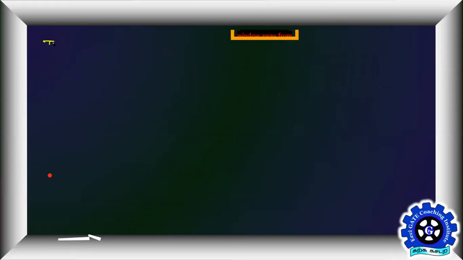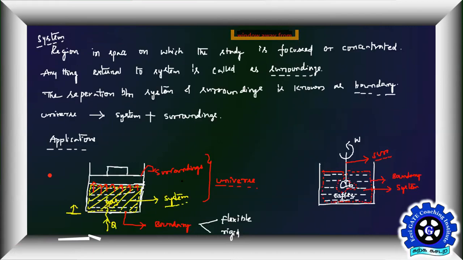Sir, I have a question. In the previous example, you said that if they didn't specify any system, how can we find what the system is? No, they will definitely define it. Without that, we cannot solve.